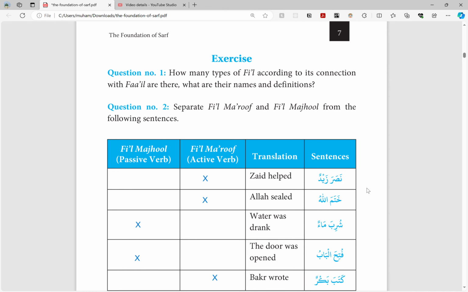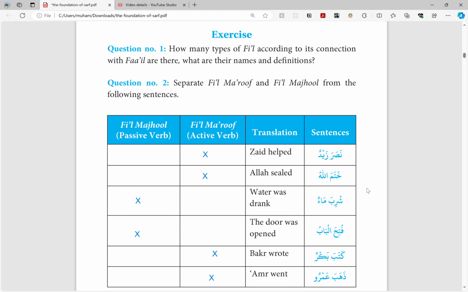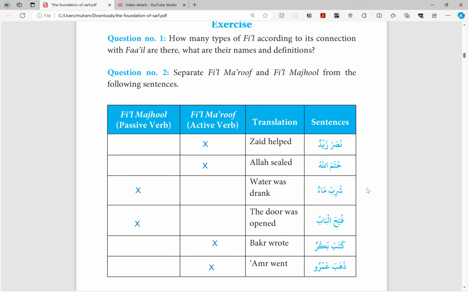Kataba bakrun, Bakr did the writing, Bakr wrote, so that's fi'l ma'ruf. Dhahaba amrun, Amr went. So we know he did the going, so that's fi'l ma'ruf.